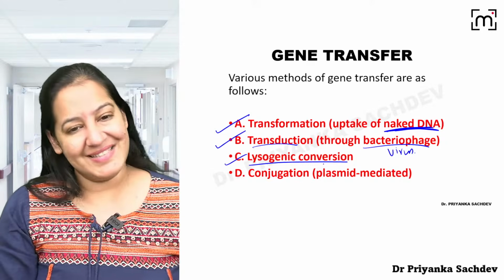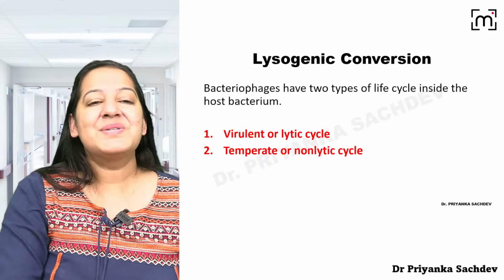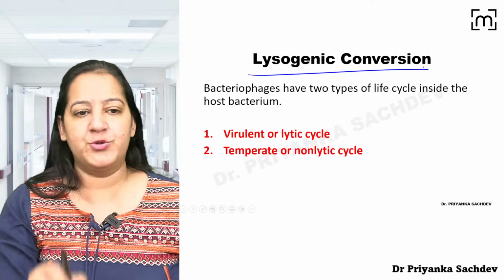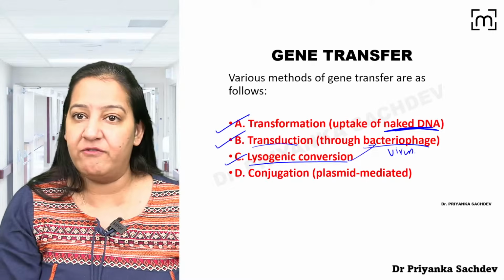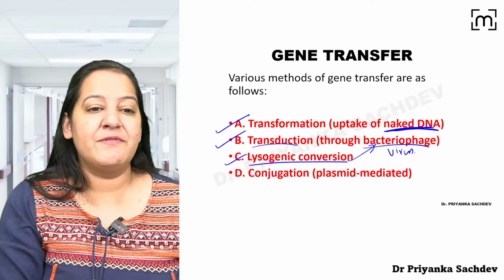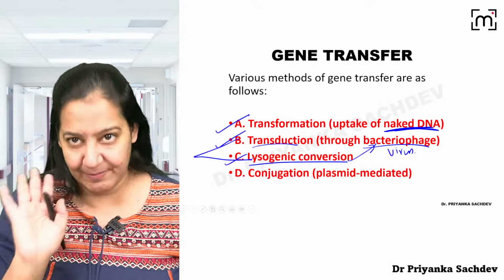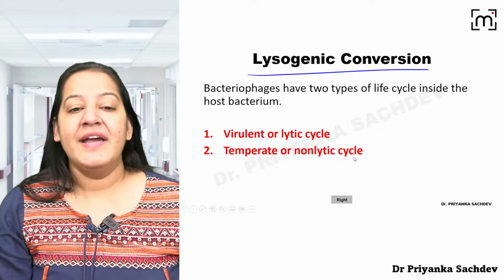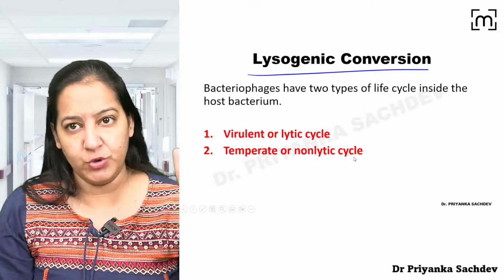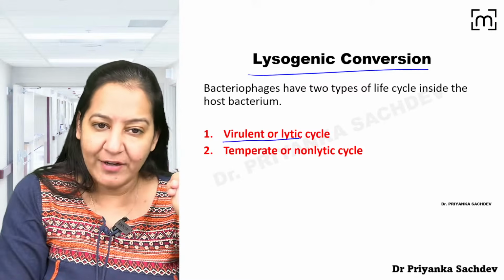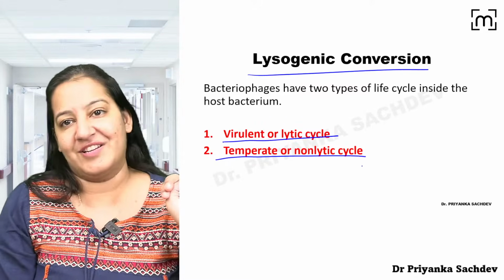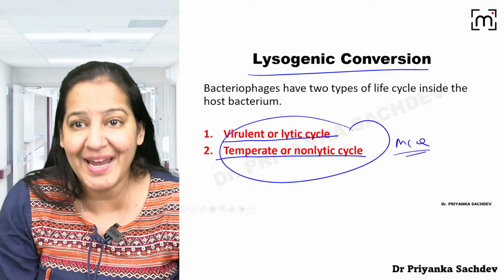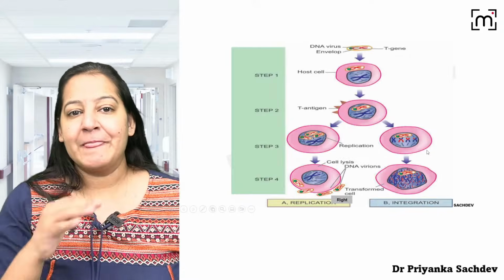So the third method is lysogenic conversion. Actually, in lysogenic conversion I want to explain two things. Again, here also bacteriophage will be involved. Then you will ask, ma'am, what is the difference between transduction and lysogenic conversion? I will explain in the end. Okay, don't worry. So first understand what is lysogenic conversion. I want to explain two things: the virulent or lytic cycle and the temperate or non-lytic cycle. Now many MCQs come from this point. You will say, ma'am, what does it mean? Don't worry, I am explaining.